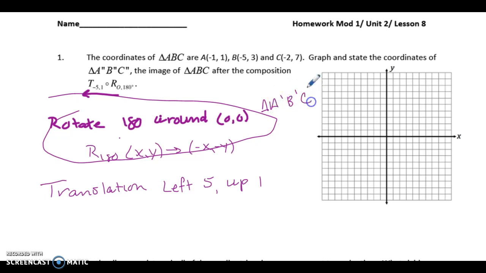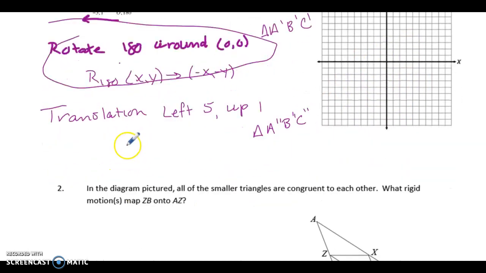B prime, C prime. Then you're going to do the translation, and that's going to give you triangle A double prime, B double prime, C double prime. All right, so now you know what to do. Go ahead, and I should see 3 triangles on here when you are finished.